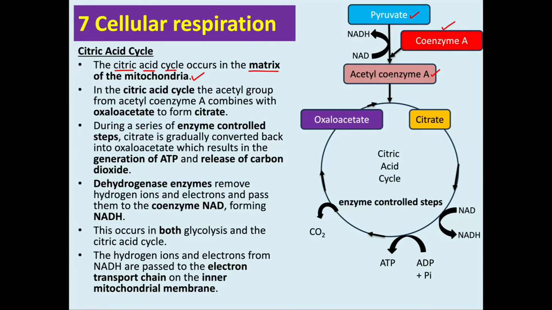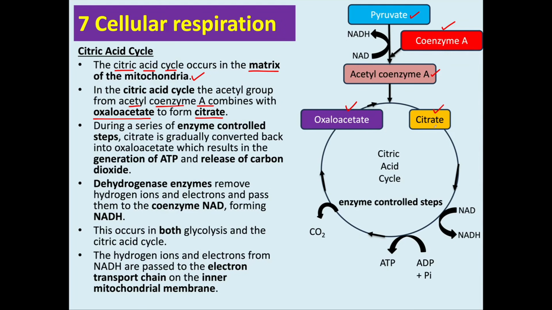So in the citric acid cycle, the acetyl group from acetyl coenzyme A combines with the oxaloacetate to form a molecule known as citrate, which is where the citric acid gets its name from, the citric acid cycle, because we're eventually going to regenerate continuously that citrate molecule. Okay, so acetyl-CoA combines with the oxaloacetate, forms citrate. We can see that happening here.